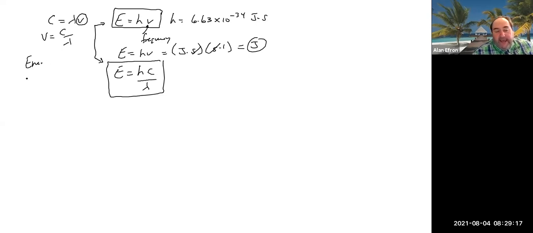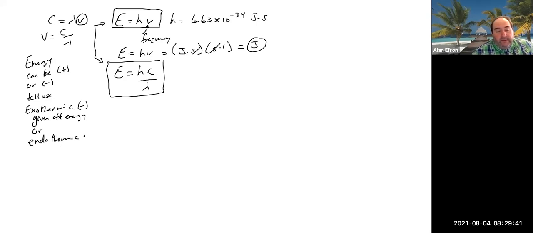Remember, though, that when we do calculate the energy here, the energy can be positive or negative. And again, that's important because it does tell us, is it exothermic, which means we're giving off energy, and that would be a negative number, or is it endothermic, which means it's going to be positive, going to be absorbing energy.